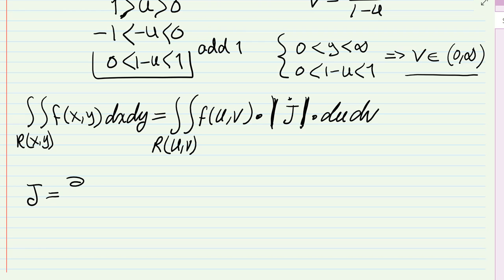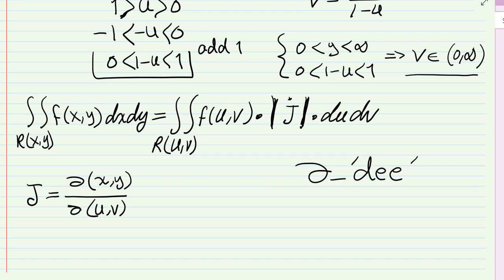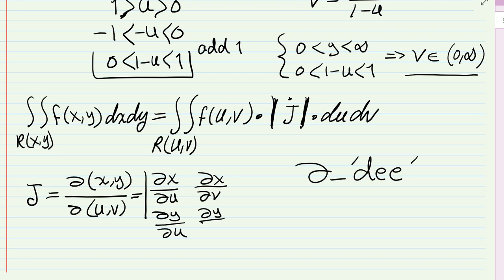So the Jacobian is defined as the partial derivative of x, y with respect to the new variables u, v. And the notation here is called d. Okay. And that is going to give me the determinant of dx. It's not absolute value notation, folks. It's just the determinant notation, because this quantity could be negative. So it's dx du and then dx dv, the second variable. So that's going to be dy du and dy dv.